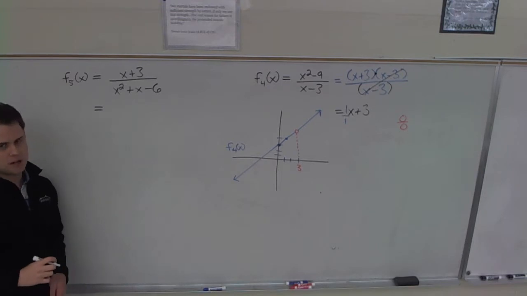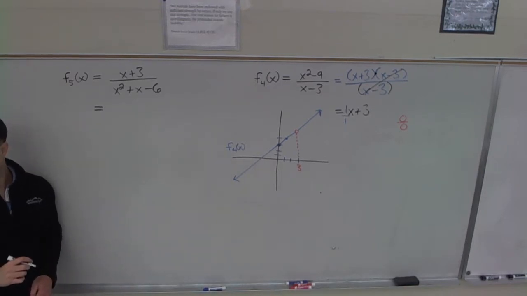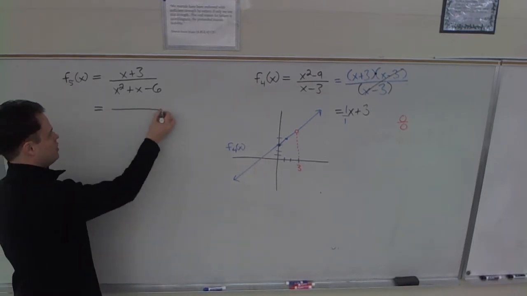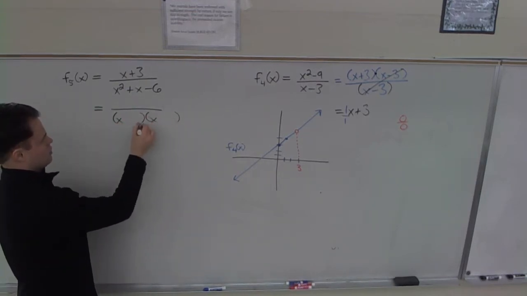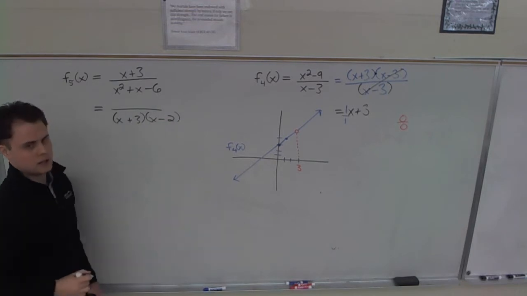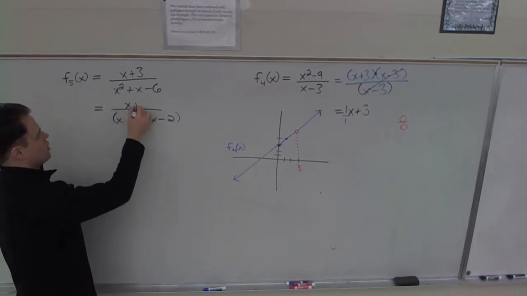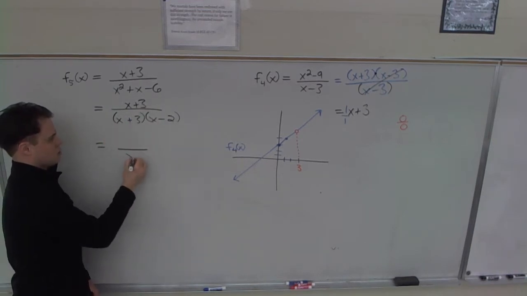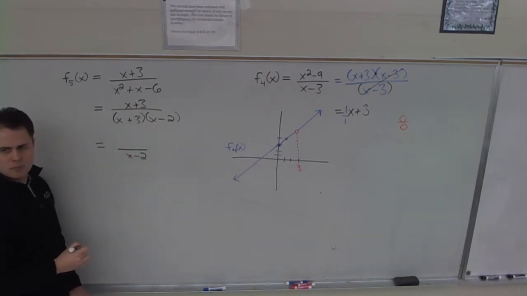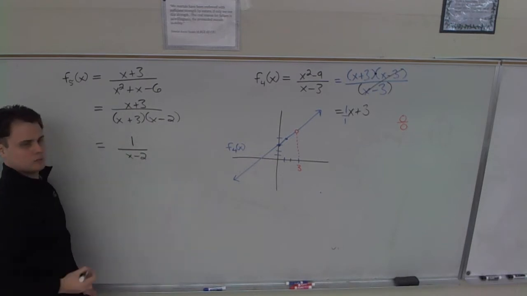So if we were to simplify that, you can factor the bottom, right? I tried to make it factorable. Let's see if I did it right. Yeah. And then on top we've got an x plus 3, so what happens? Cancels out. X minus 2 is on the bottom. What's on top? 1. So it cancels to 1.